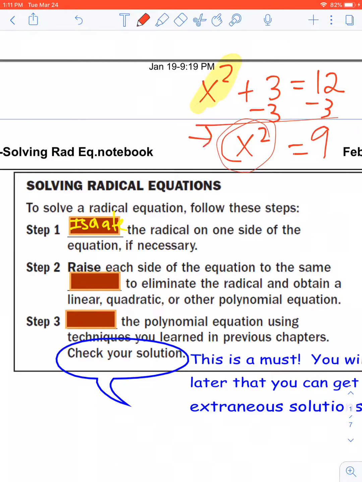So friends, you have isolated before. Now we're just going to do the same thing with the radical. If I have radical x plus 3 equals 12, we're going to have to get the radical by itself before I can do anything else.